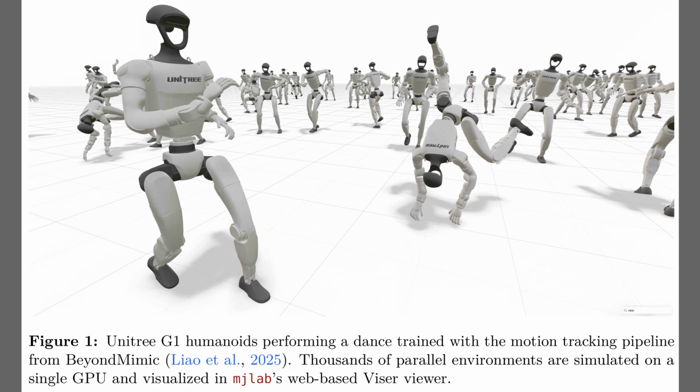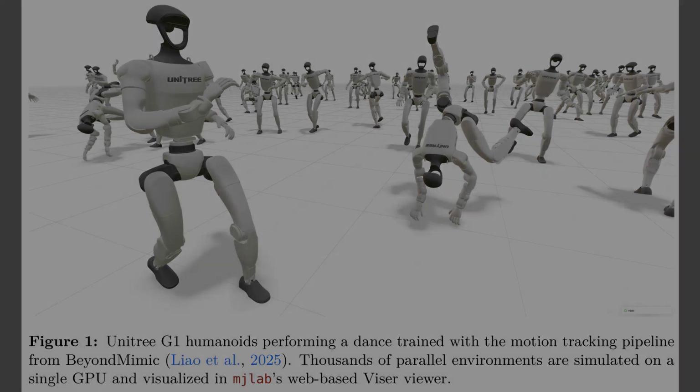So, to visualize what this capability looks like in practice, Figure 1 displays a simulation crowded with Unitree G1 humanoid robots. These agents are performing a dance policy trained via a motion tracking pipeline. The image demonstrates the framework scale, because thousands of these parallel environments are running simultaneously on a single GPU. All of this is rendered in mjlab's web-based visor viewer, allowing researchers to inspect massive batches of data effortlessly.